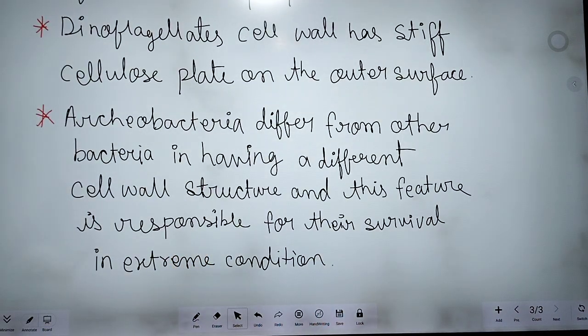And the archaebacteria have a different cell wall. Okay, that's why they are different from the other bacteria. Why? Because they have a different cell wall structure. Okay, and this feature is responsible for their survival in extreme conditions. So I hope you understand all the points. Okay.